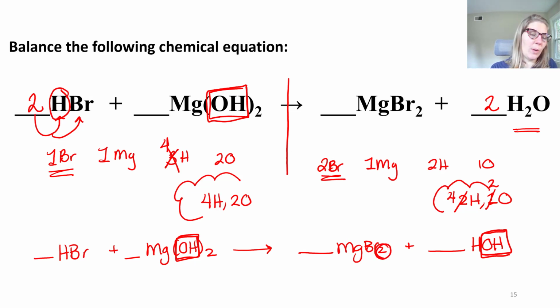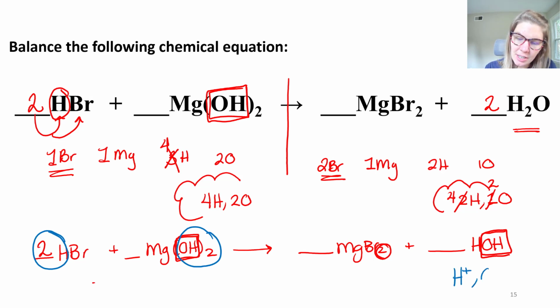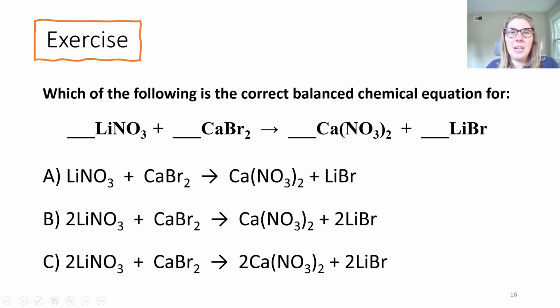And to me, that makes it easier because I can go through the same process, see that I have 2 bromines, so I need a 2 in front of here. And then what I see is that I have 2 H's and 2 OH's. Well, if this is made up of H and OH, then if I have 2 H's and 2 OH's, that means I need 2 waters. So that's how I like to do it. You need to do what works for you. Why don't you go ahead and take a moment here, look at this one, and see if you can balance it.